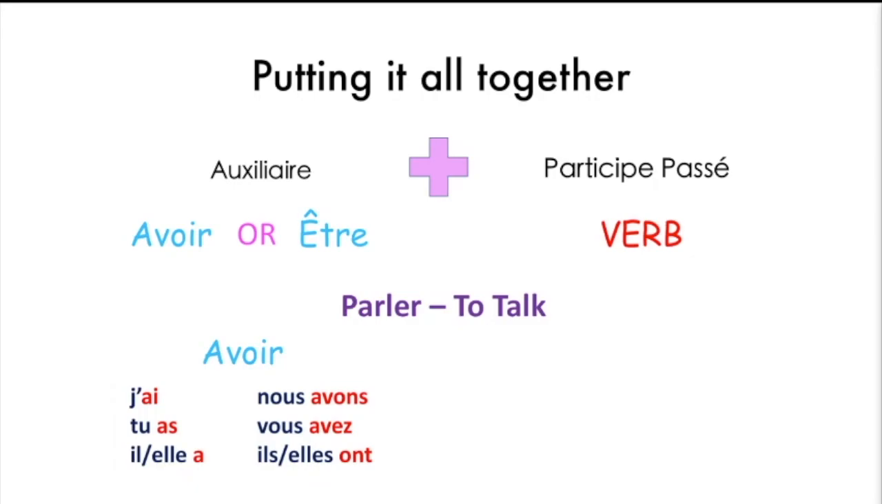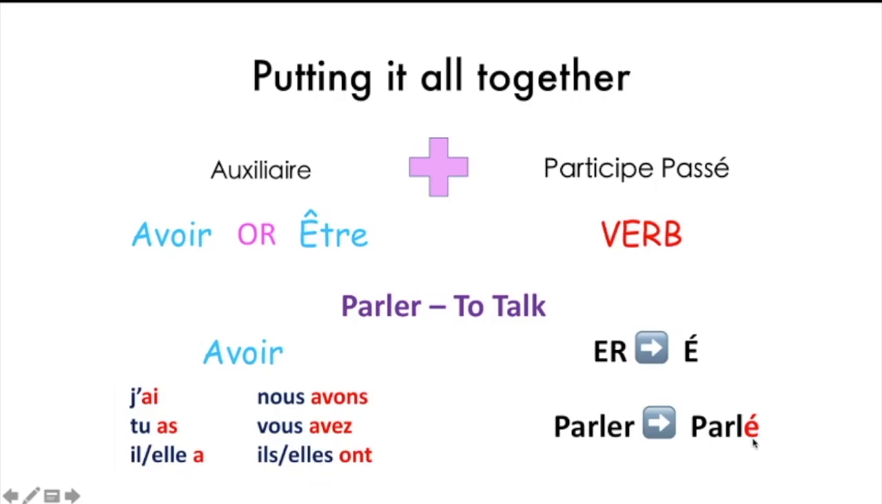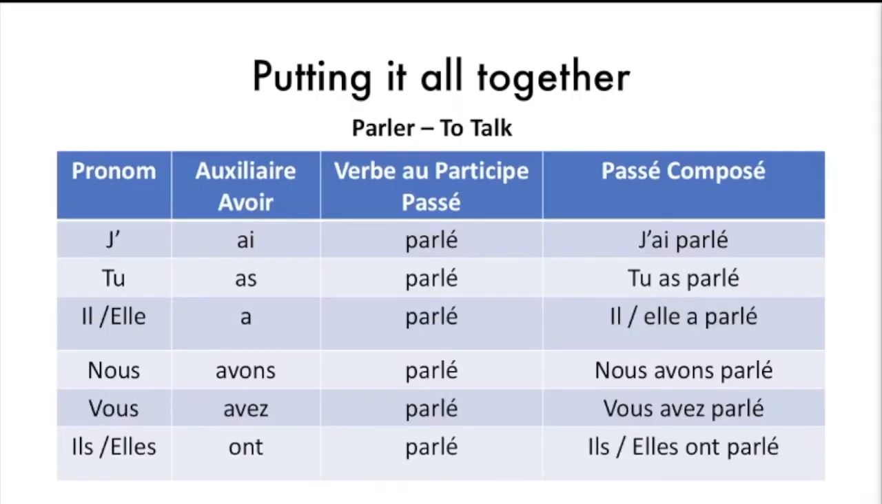Now the second part is the verb. So remember, er verbs go to e accent aigu. So for all of these, even if it's j'ai, tu, il, elle, nous, vous, ils, or elles, it does not matter what the pronoun is, the conjugated form of this verb is going to be parler, with an e accent aigu at the end.